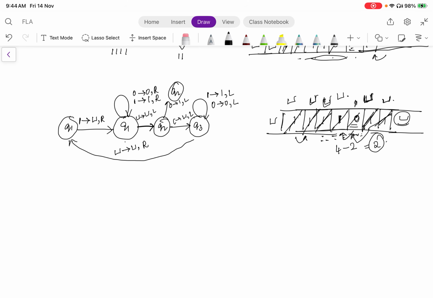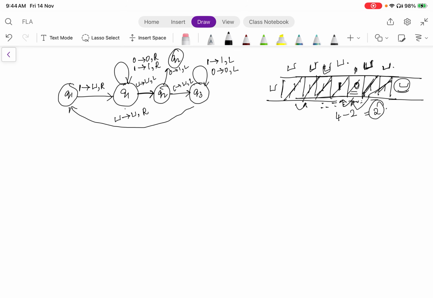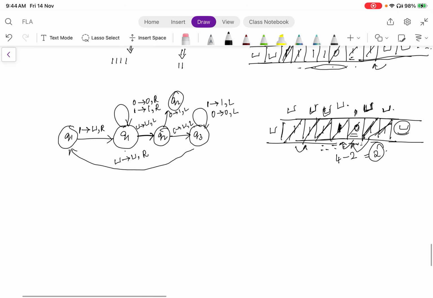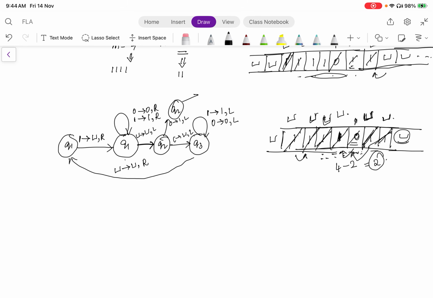Now this is how you perform the subtraction. Sorry, you don't replace this with blank. You just accept from there. If you replace it with blank, you will not get output 2, right? So you don't replace this. I will explain it again.